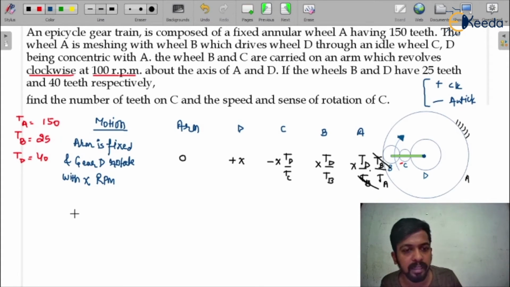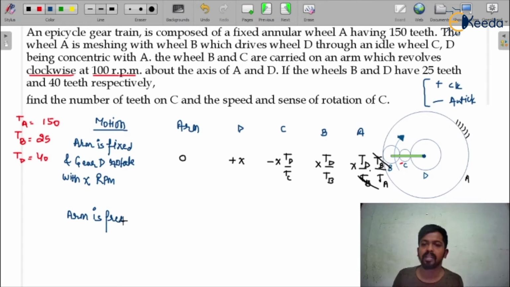And now in the next case, what we have taken, arm is free to rotate. If arm is free, you just have to draw the table in a general way. Don't try to put the right values and given data in this table. Just draw the table according to the diagram. Then whatever is given in the question, we just have to put it in the table, then we will get the answer. Okay, so I'm just drawing the table in a general way.